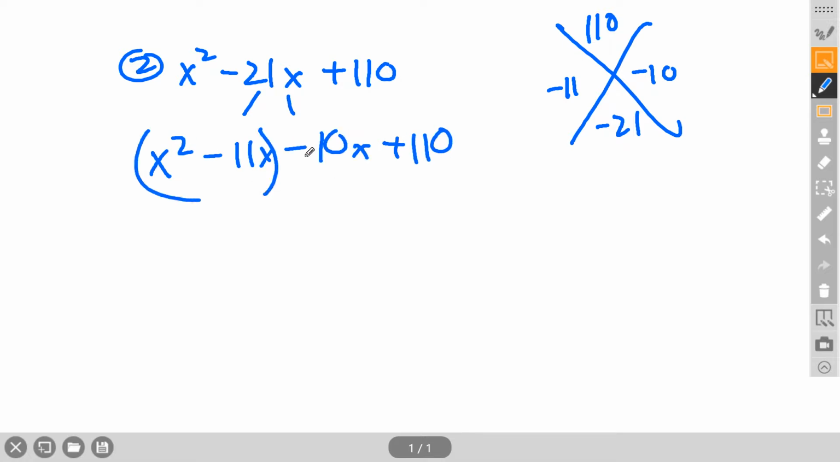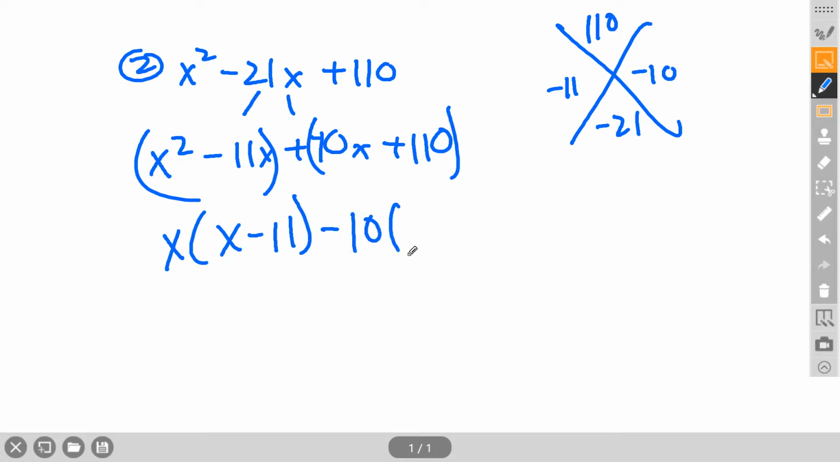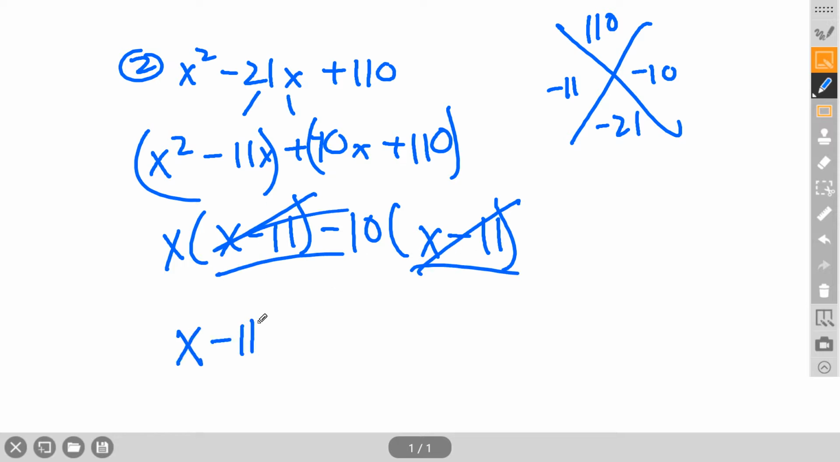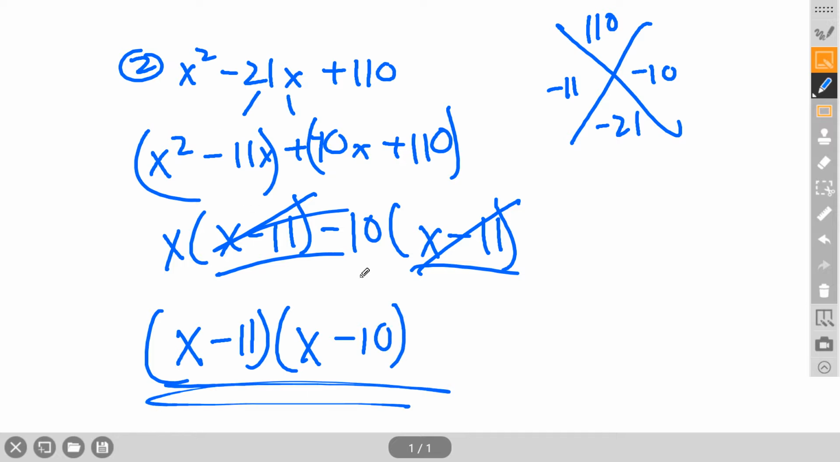Factoring out the GCF from each of these, x comes out of here, leaving x minus 11. Negative 10 comes out of here, leaving x minus 11. And then each of these have x minus 11 in common, so I can factor that out, x minus 11, and I'm left with x minus 10. So the factored form for number 2 is x minus 11 times x minus 10.